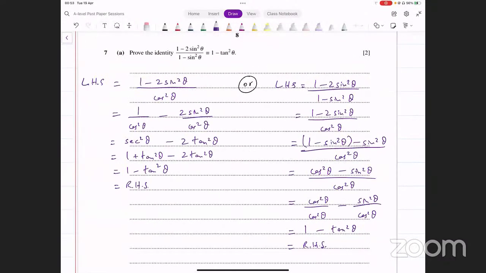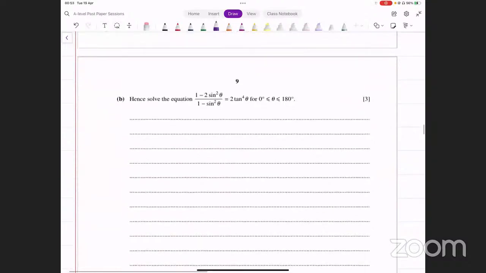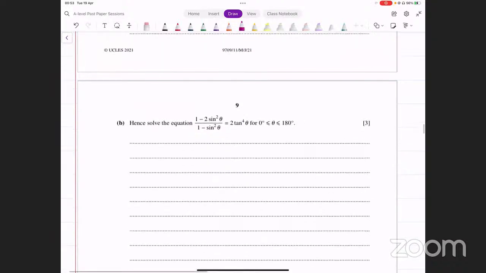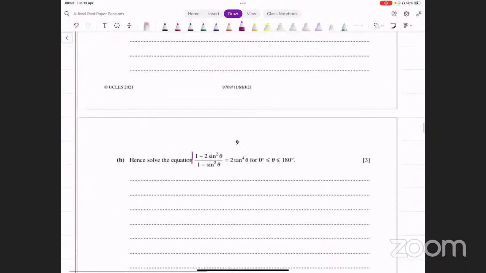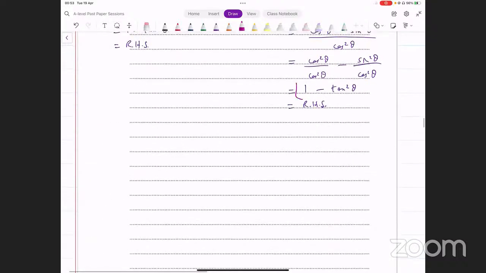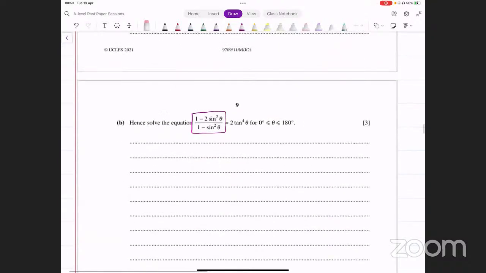So that's the first part. Let's look at the next part. Now it says, hence solve this equation. अच्छा, now let's see कि इस equation में ऊपर equation में क्या चीज common है. 1 minus 2 sine square theta, 1 minus sine square theta. So left part जो है वो है जो ऊपर लिखा हुआ है. इसका हमने क्या prove किया? This is equivalent to 1 minus tan square theta. Okay. So this thing is the same thing as 1 minus tan square theta. This is what we have proved in the first part.